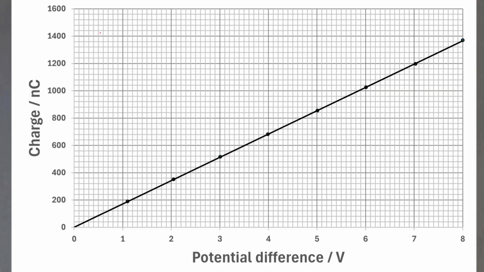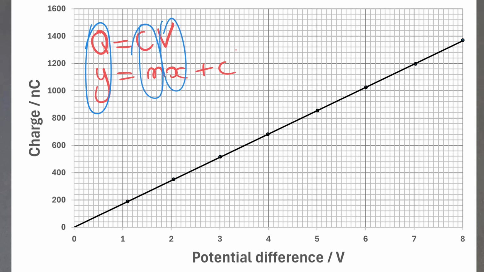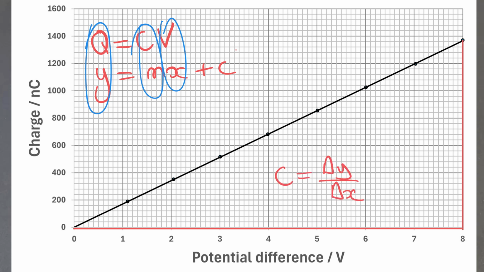Plotting that on a graph gives me a straight line through the origin, so that's looking promising for confirming that Q equals CV, and if I find the gradient, that should give me the capacitance. So let's draw in a large triangle and find the gradient, which is the change in the vertical divided by the change in the horizontal, which is about 1350 nanocoulombs divided by 8 volts, which gives me about 170 nanofarads or 0.17 microfarads.